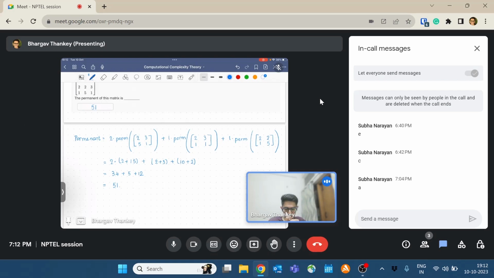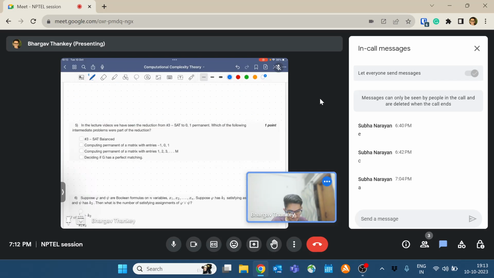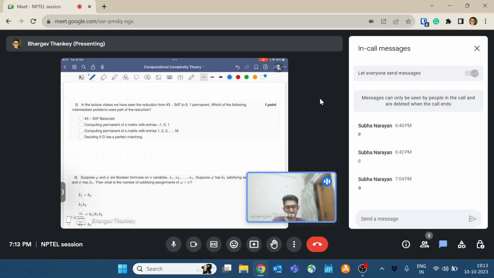Yeah, so then let's look at the next problem. In the lecture videos we have seen the reduction from #3SAT to the 0,1 permanent. Which of the following intermediate problems were part of the reduction? #3SAT balanced, computing the permanent of a matrix with -1, 0, 1 entries, computing the permanent of a matrix with 1 to m entries, and deciding if G has a perfect matching. So which of these are correct?